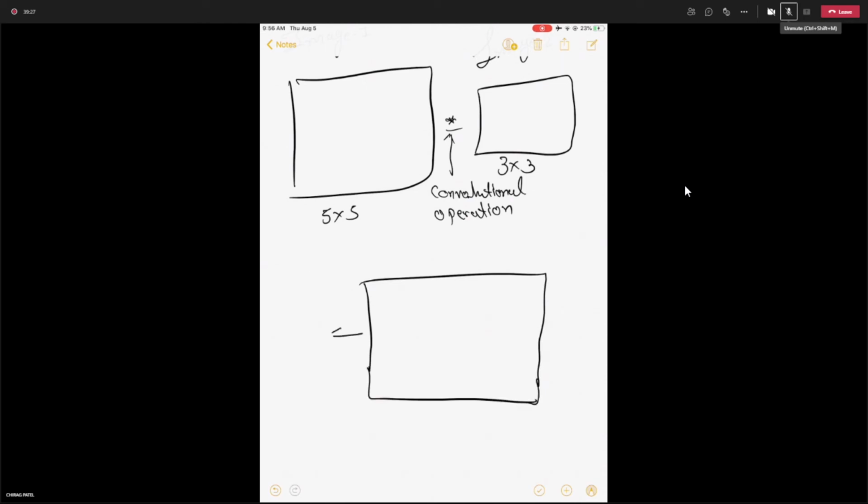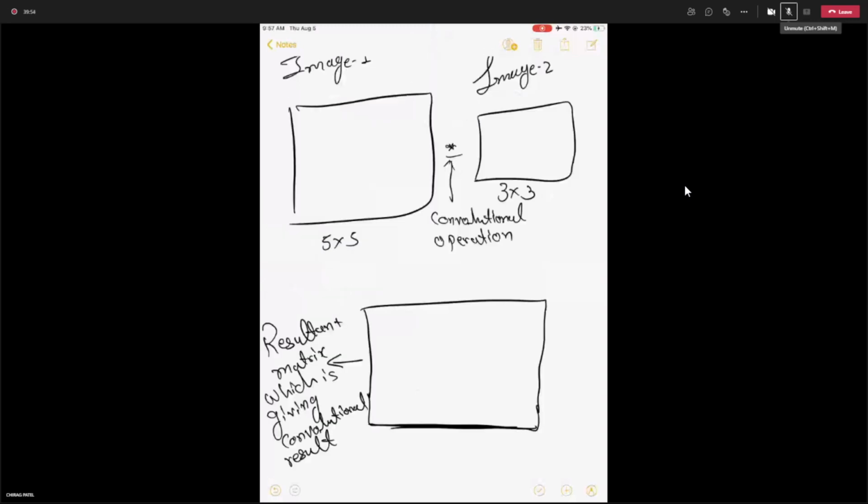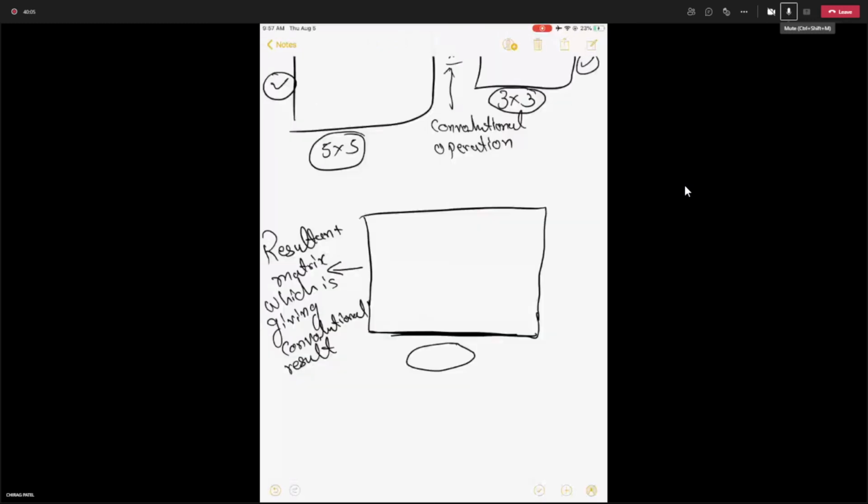You can say this has been the resultant matrix which is giving convolution result, right? So what should be the size of this matrix? क्वेश्चन पता चला, ये आपकी एक सिंगल इमेज थी बड़ी वाली, उसके बाद ये फिल्टर थे दूसरा वाला, इन दोनों के बीच मैंने कन्वॉल्यूशन किया, इसकी साइज 5 क्रॉस 5 है, इसकी साइज 3 क्रॉस 3 है. तो व्हाट शुड बी द साइज ऑफ दिस रिजल्टेंट मैट्रिक्स?